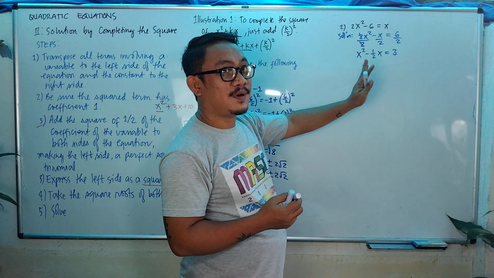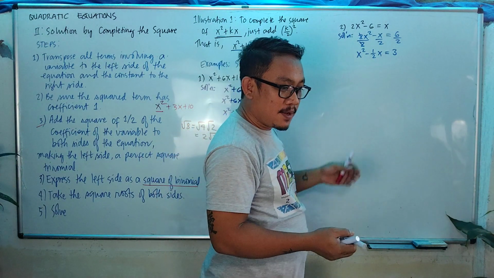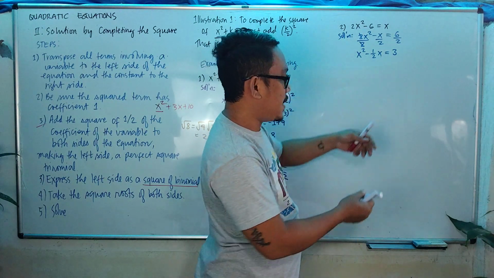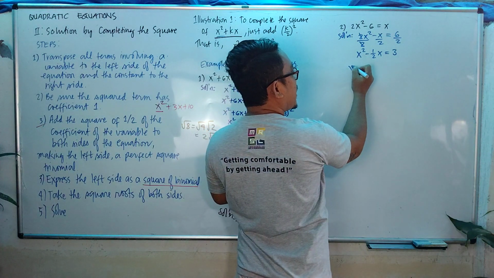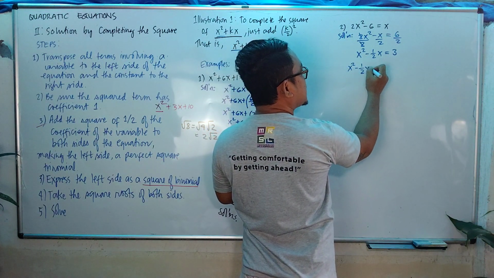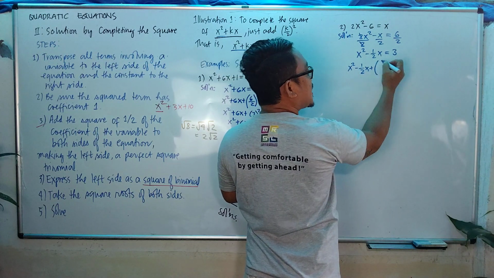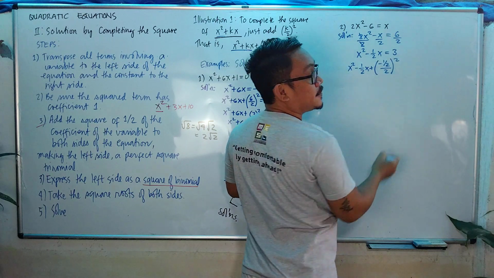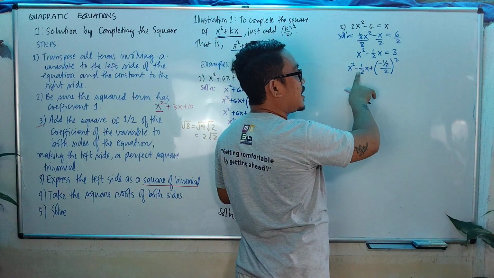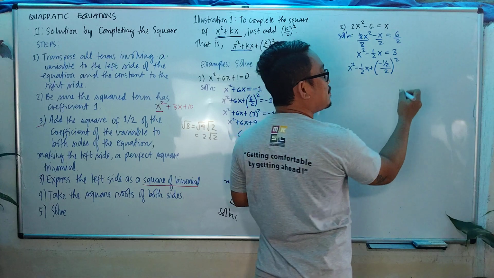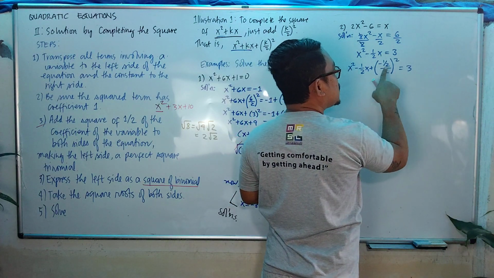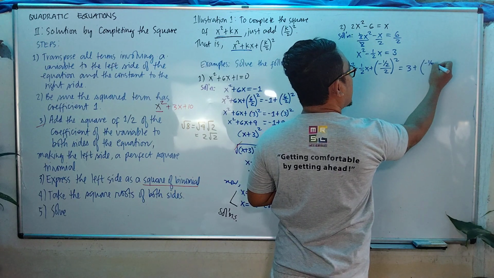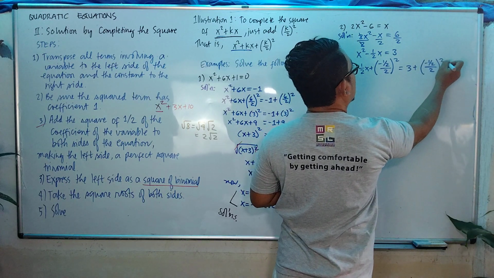Okay. Now, we add the square of 1 half the coefficient of the variable x. So you have here x squared minus 1 half x plus, copy the sign, negative 1 half divided by 2 to the power of 2. Copy the sign because it is negative. This is equal to 3. What we add on the left side, we also add on the right side. Plus negative 1 half over 2 to the power of 2.